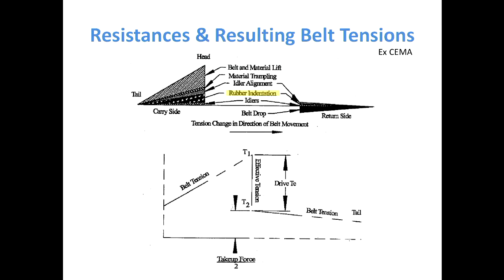So let's have a look. We've got here up the top belt and material lift. If we're going to hike it up in the air, that's the ρgH kind of thing, so that'll come out when we get onto the piece of paper. Material trampling, that's what I've just said, the movement and trampling of the material, so the material is moving all the time. We've got idler alignment, that's really important. Rubber indentation: when the rubber goes over the rollers, it's moving in and out, so that takes energy and all that.